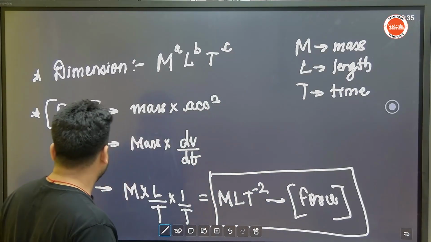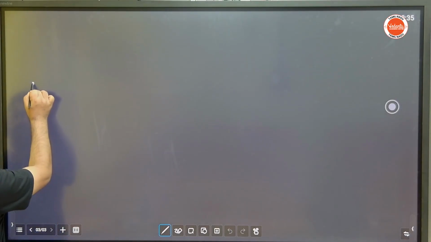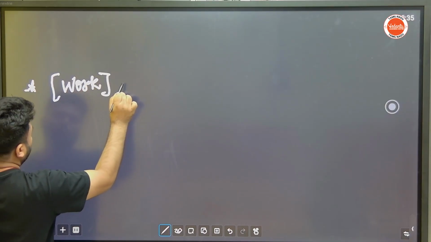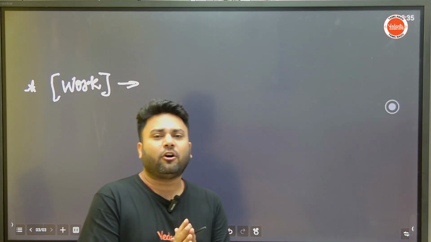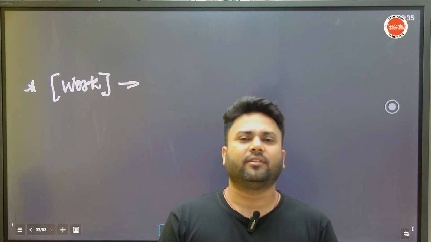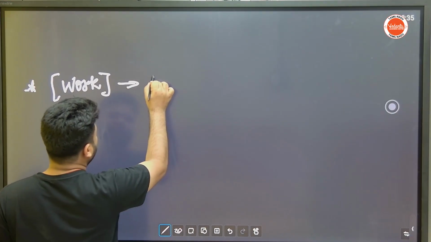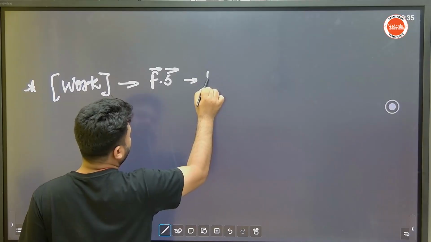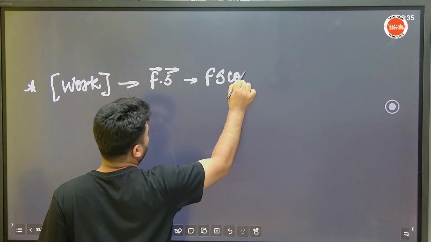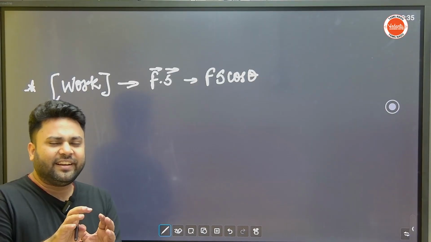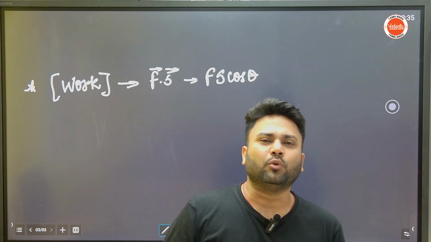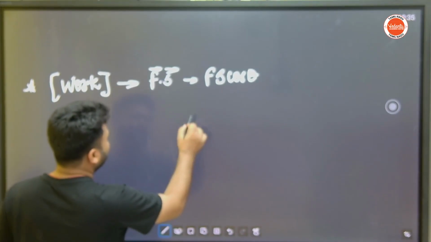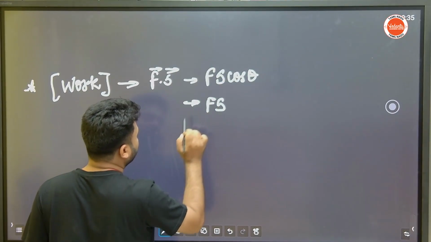For example, if they ask what is the dimension of work? So what to do? Think of any formula of work. Can I write force into displacement? So F dot S, we know this is the work. So this is force into displacement cos theta. Now cos theta will have some value like 1 by 2, 1 by root 2. So it has no mass, no length, no time. So basically we can write force multiplied by displacement.